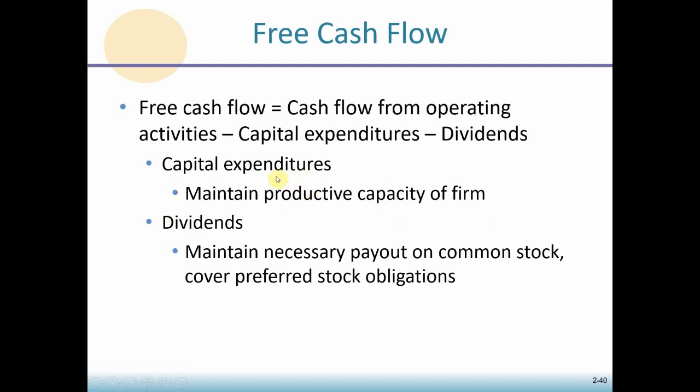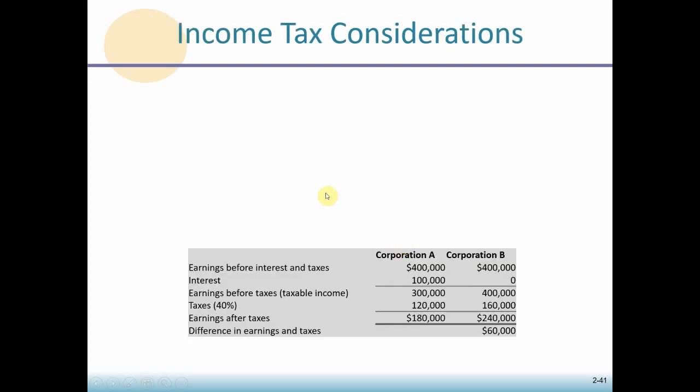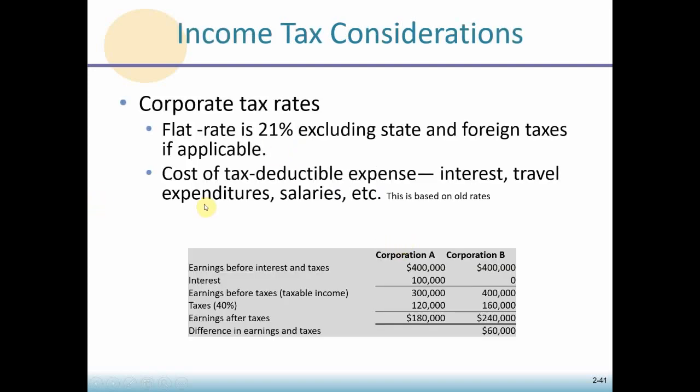Free cash flow is a big deal, right? So you get your cash flow from operating, but then you also make capital expenditures, buying plant and equipment, and you pay dividends, maybe stock buyback, those types of things. So what kind of cash then do you have left to do other things, maybe some other financing activities, buying other businesses, etc.